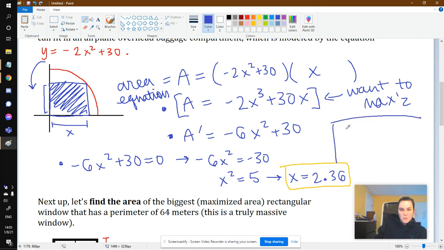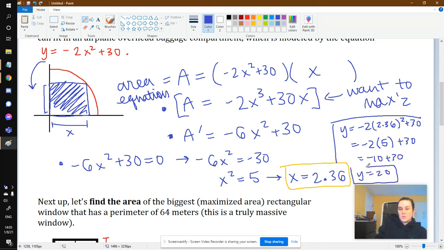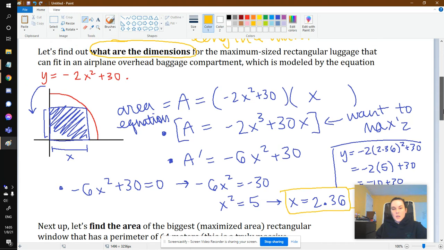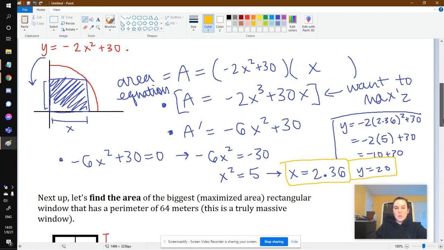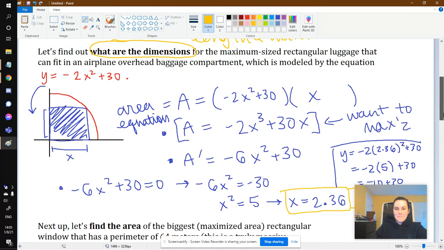So off to the side, we're going to say y is negative 2.36 squared plus 30. This number squared is 5. That's how we got it in the first place. That's -10, and that is 20. So here are our dimensions. X is equal to 2.36, and y is equal to 20. We have successfully found the dimensions that maximize the area of the luggage.